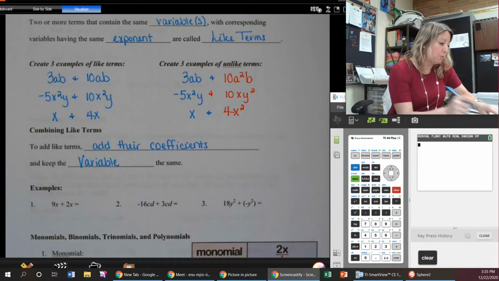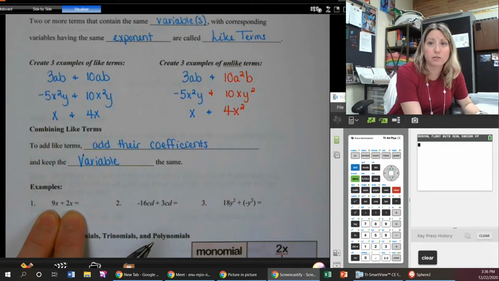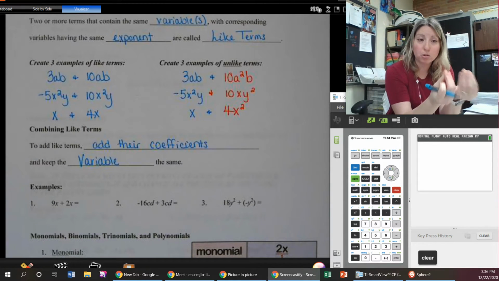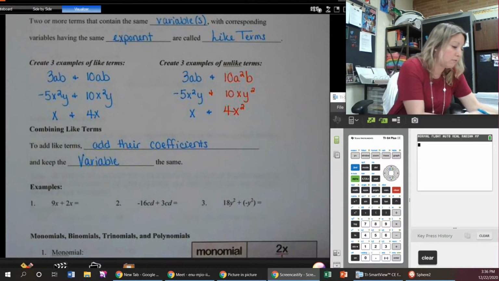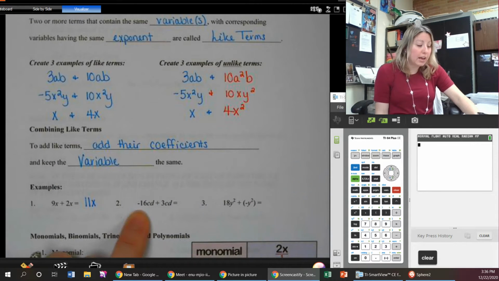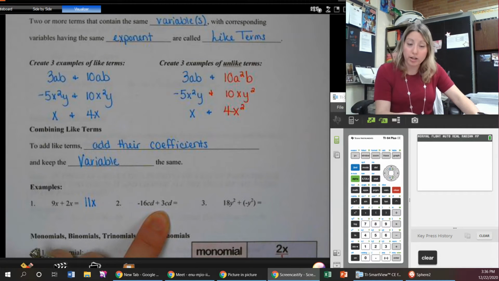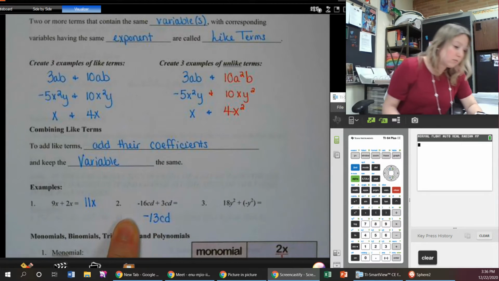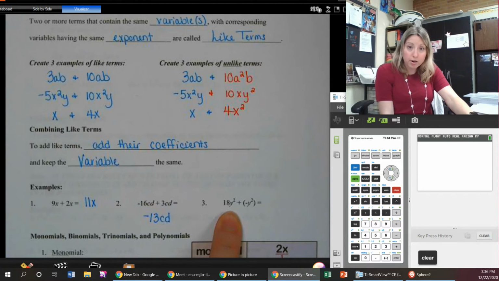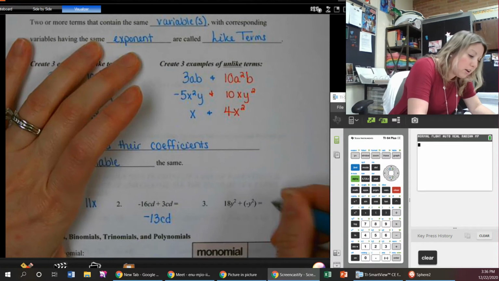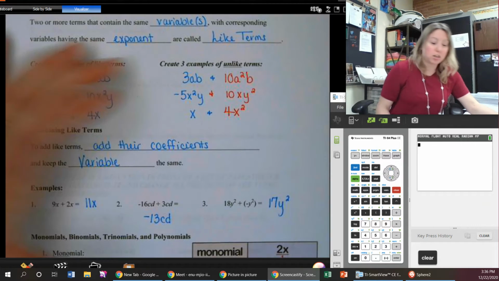So when you look at example number 1 and you've got 9x plus 2x, you've got 9 x's and you've got 2 x's, and they are like terms. So how many total x's do you have? 11. Negative 16cd plus 3cd, well, they're the same variables raised to the same powers, so add their coefficients. You get negative 13cd. Same variable raised to the same power, add their coefficients. 18 minus 1 is 17 y squareds. That's how many you have.